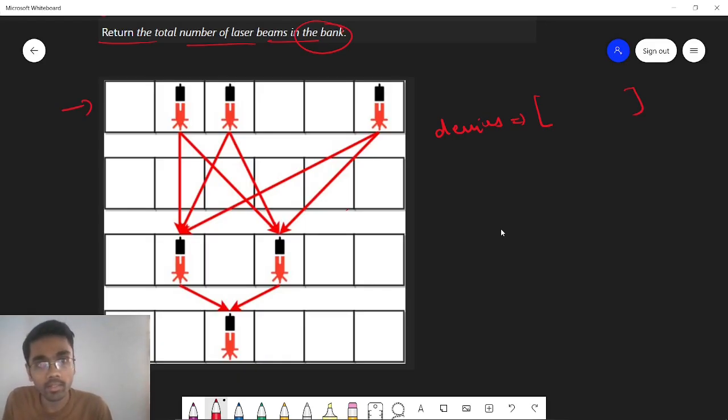So we are currently at the 0th row. This 0th row has 3 devices. Okay, then we come to the first row. This first row has no devices.